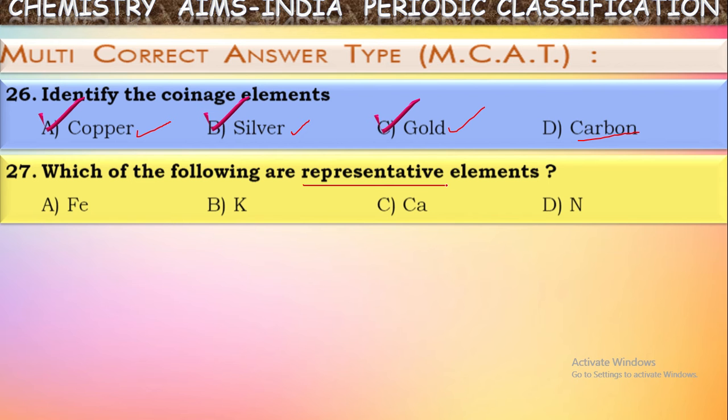Iron, we know iron is a D block element which will come under transition elements. Iron is not a representative element. Whereas potassium is an S block element, isn't it? So it is a representative element. Even calcium is also an S block element because it's a second group element. It is also a representative element. And if you see the last one, nitrogen, it is a P block element, fifth group element, isn't it? Nitrogen family, the pnictogens. So S block elements and P block elements, all of them will come under representative elements. Hence these three are representative elements.